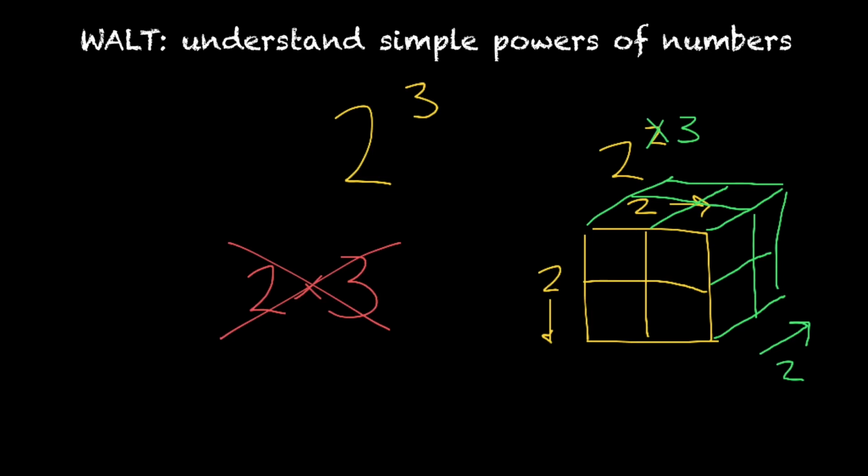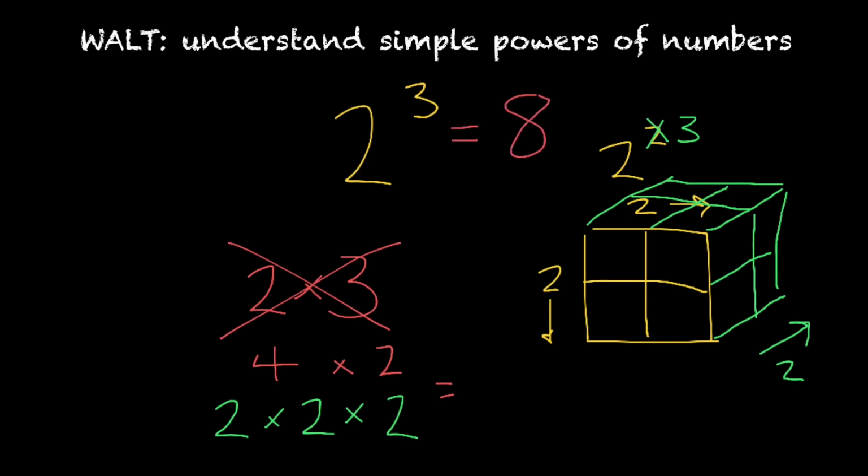So, how would you find how many cubes we've actually got in that picture? Instead of counting them, we could actually do a simple little equation. So for 2 cubed, we're going to have 2 times 2 times 2. So we're multiplying 2 by itself 3 times. Not 2 times 3, 2 times 2 times 2. So if we think 2 times 2 equals 4 times 2, which is going to equal 8. So 2 cubed is the same as 8.